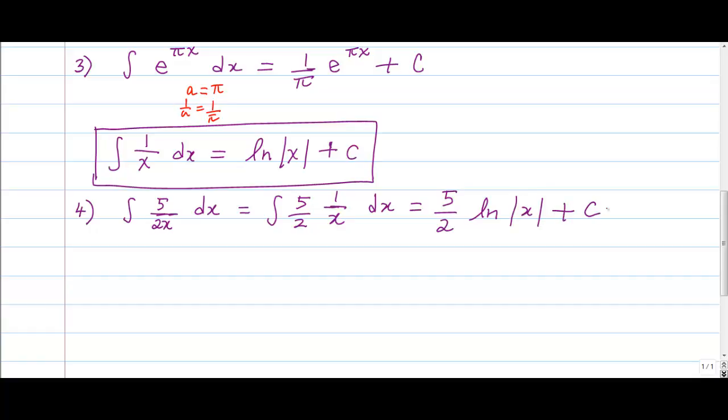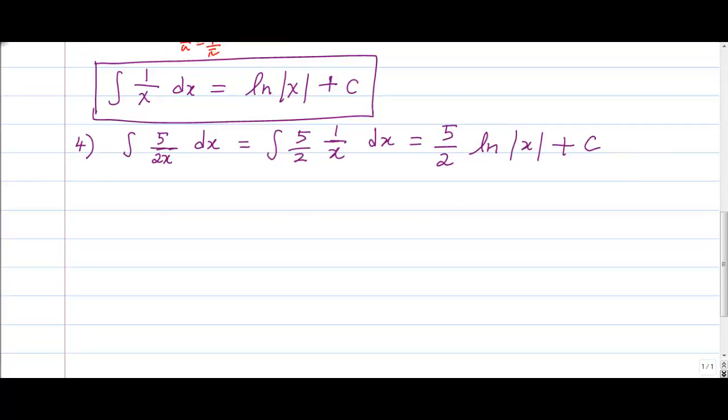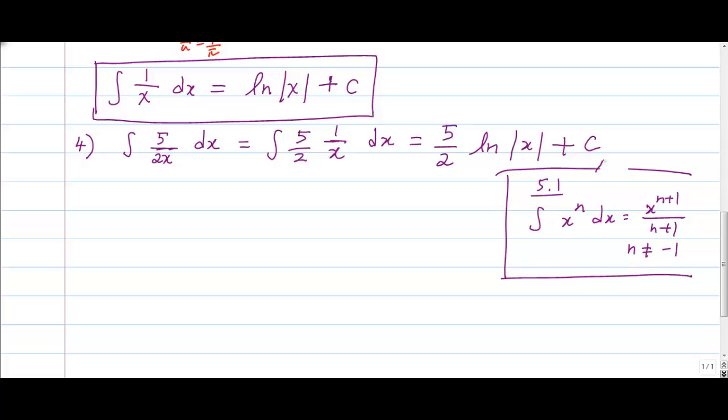Remember when we did the last video, section 5.1, we had the rule that the integral of x to the n dx is x to the n plus 1 over n plus 1. Add 1 to the exponent, divide by the new exponent, as long as n is not equal to -1. That's because when n is equal to -1, you get 1 over x, and the integral of 1 over x is natural log of x. So this was from before, a review. Now you know the reason why we had that condition in there.